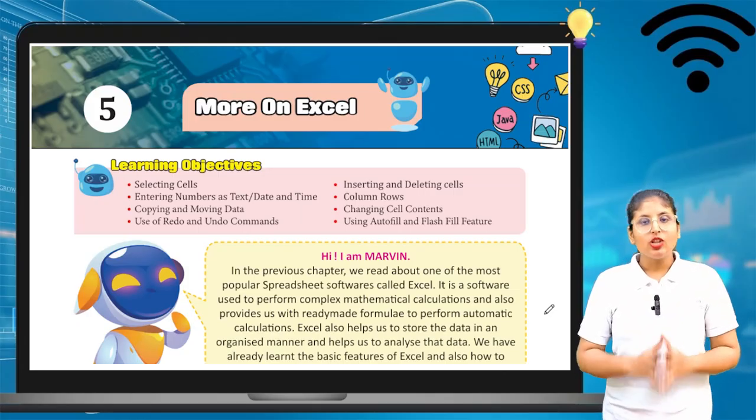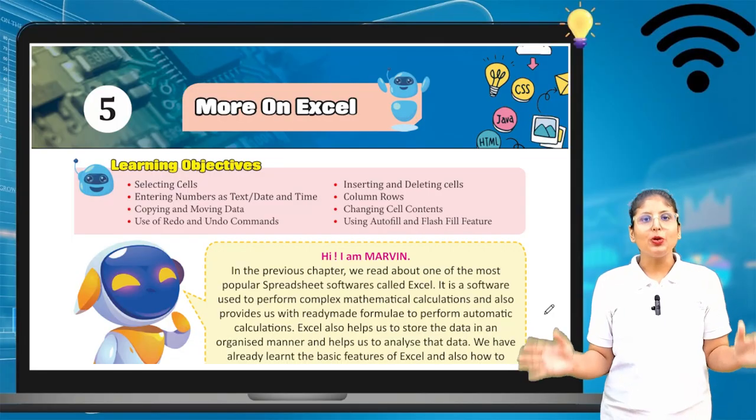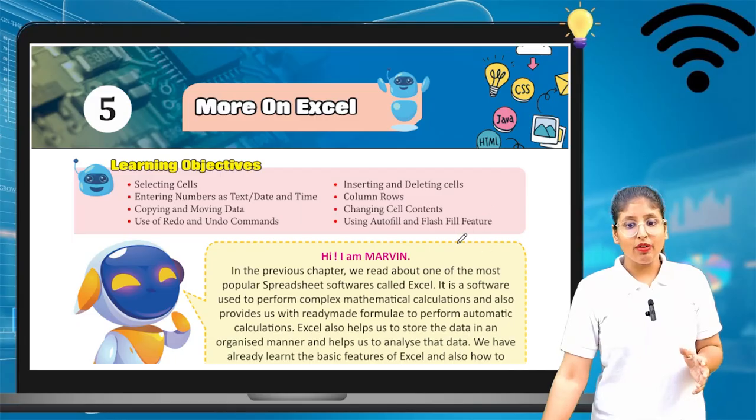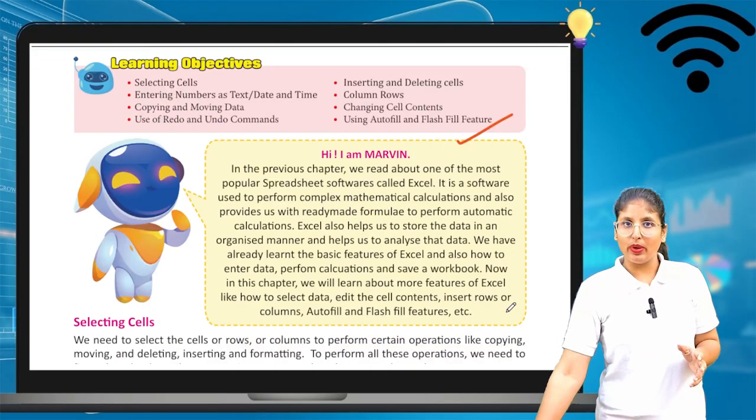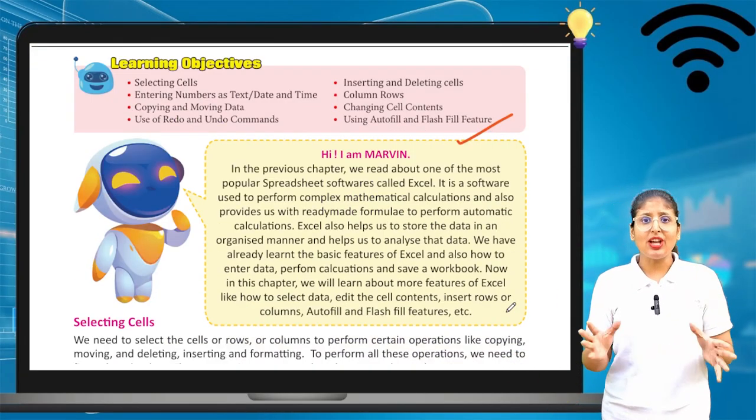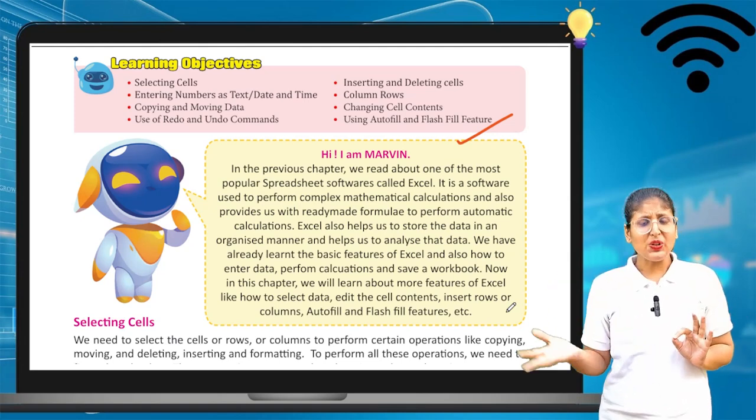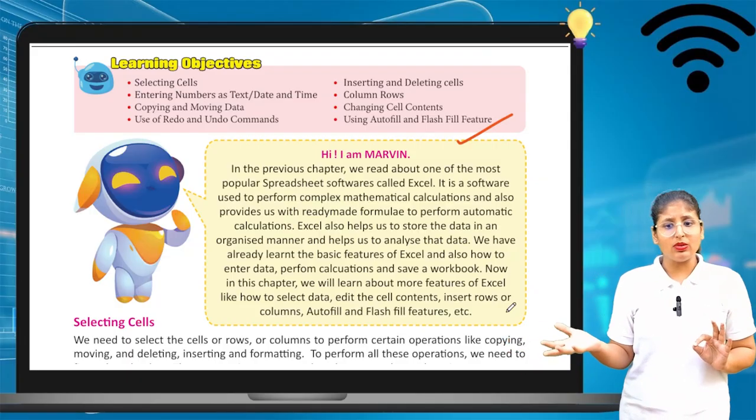Ready? So let's start chapter number 5 of your book. First, you have to welcome your friend. That is, hi, I am Marvin. This is your friend. In every chapter, he comes up first. So let's see what Marvin is telling you.